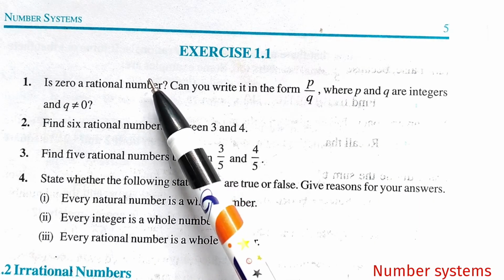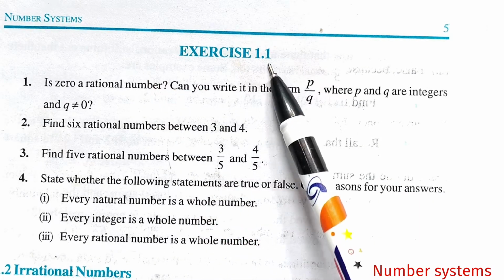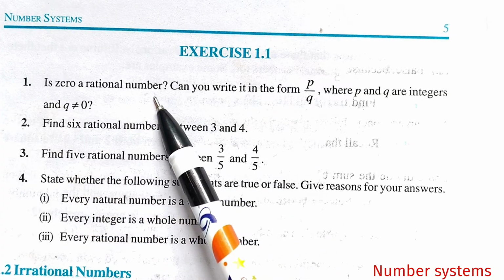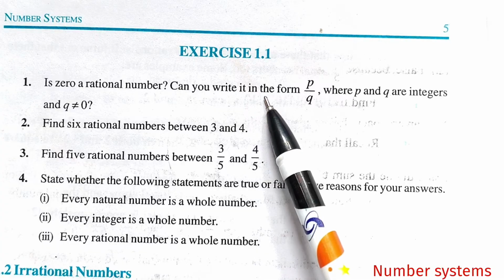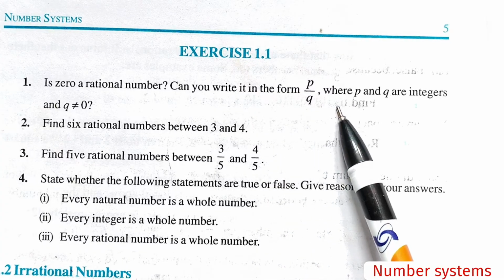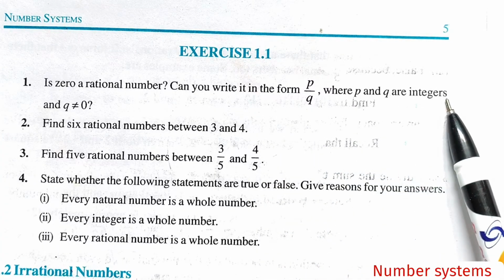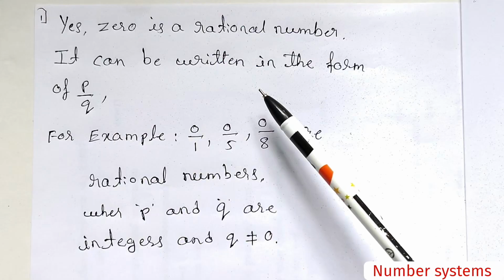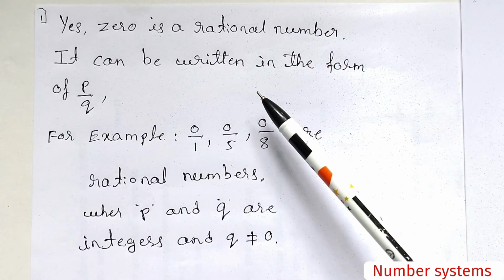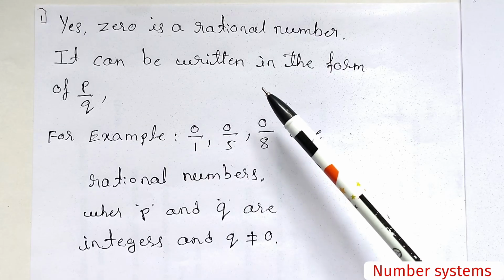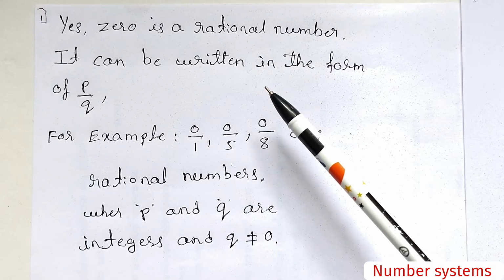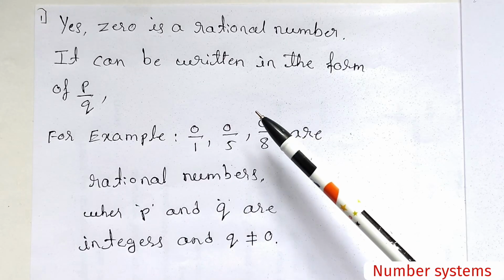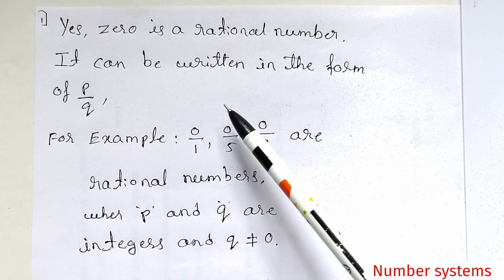Dear students, in number system exercise 1.1, first problem: is 0 a rational number? Can you write it in the form p by q, where p and q are integers and q is not equal to 0? Dear students, 0 is a rational number. We can express it in the form of p by q, that is, we can express 0 in the form of numerator and denominator. That's why you can write the solution.